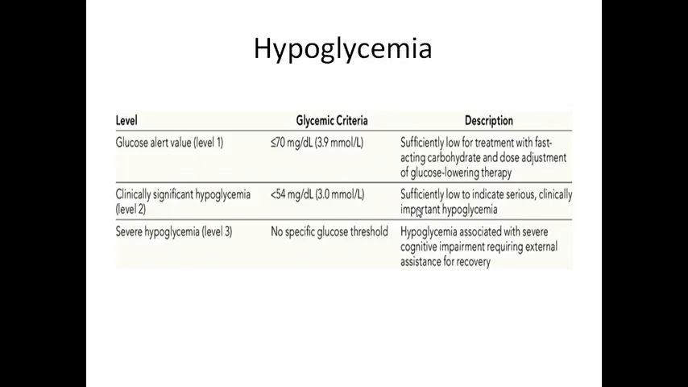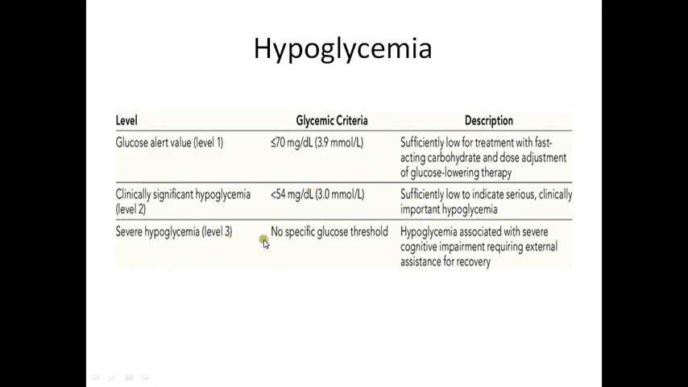Hypoglycemia is one of the most dangerous acute complications of diabetes, because it can lead to unconsciousness and there can be hypoglycemic brain damage. It has been divided into three categories. Glucose alert level, or level 1, is when the sugar level is less than 70 mg per dl, sufficiently low for treatment with fast-acting carbohydrates and dose adjustment of the glucose-lowering therapy. Clinically significant hypoglycemia, that is level 2, is when it is less than 54, sufficiently low to indicate serious clinically important hypoglycemia. This can cause brain damage.